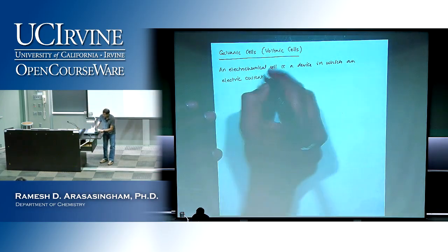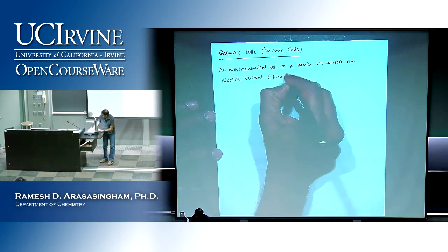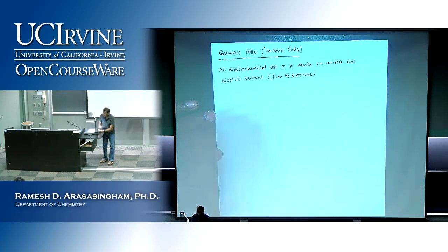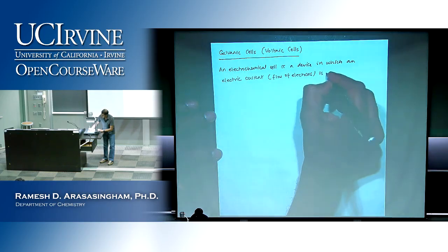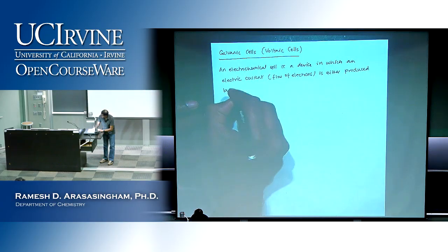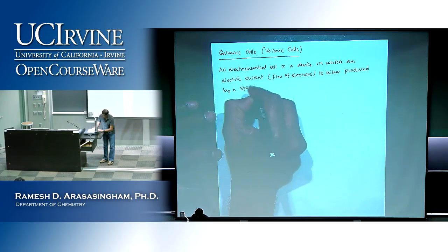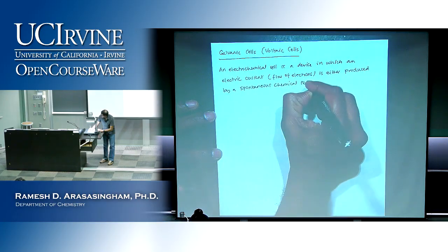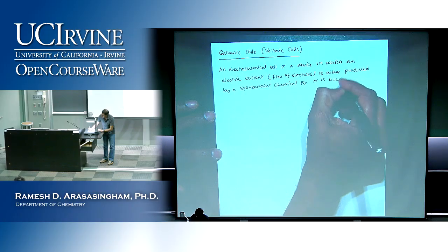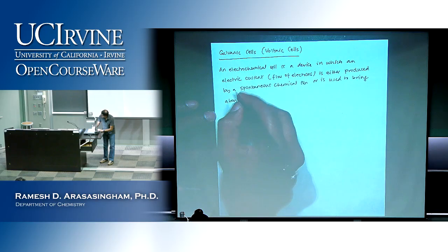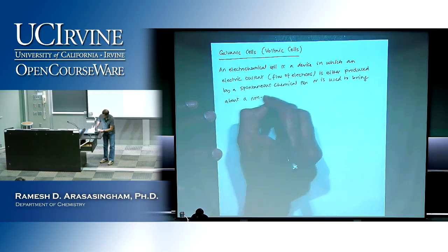all right, and all of you know electric current is what? A flow of electrons. Right, so in which an electric current is either produced by a spontaneous chemical reaction or is used to bring about a non-spontaneous reaction.